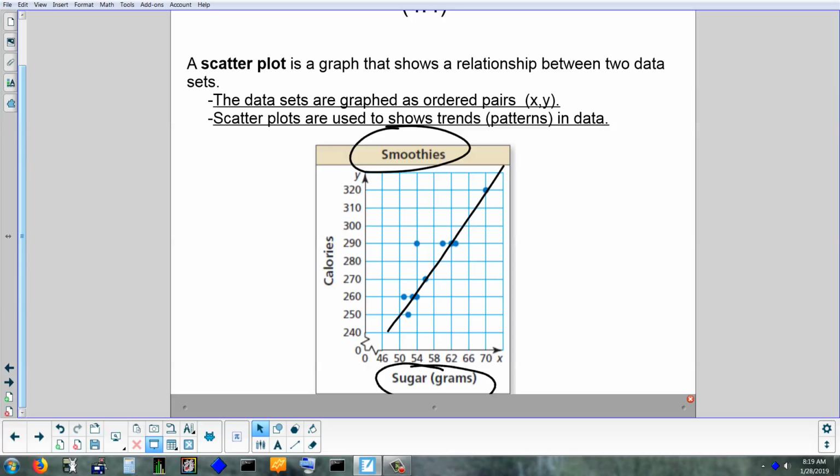One axis is labeled in grams of sugar. The other axis is labeled in calories. So what this is showing us is a graph of how many grams of sugar you put in a smoothie and how many calories it has. Does it look like there's a connection between how much sugar is in a smoothie and how many calories the smoothie has? What does it look like? It's just the dots are random. There's no connection at all.